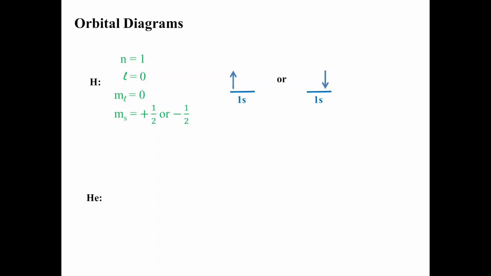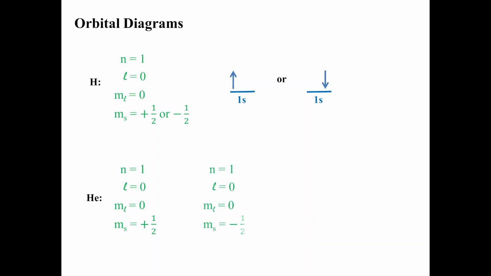All right, then let's take a look at helium. Now helium has 2 protons and 2 electrons. So again, we'd be able to populate the lowest energy state first. So we'll have n equals 1. Our l would have to be 0. ml would have to be 0 as well. And then ms could be plus 1/2 or minus 1/2. I'll just choose plus 1/2 for now.